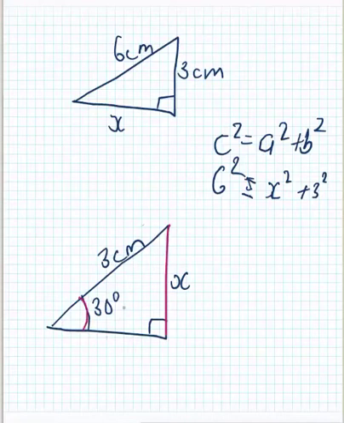Whenever you see this, it rings a bell that you have to use trigonometry. We can't use Pythagoras because we don't have two side lengths. We have a side length, which is 3 centimeters, and we have an angle. Using these two bits of information, the 3 centimeters and the 30 degrees, we can find what x is. What is the length of x using trigonometry? Our next step is to figure out which trigonometric ratio we are going to use.